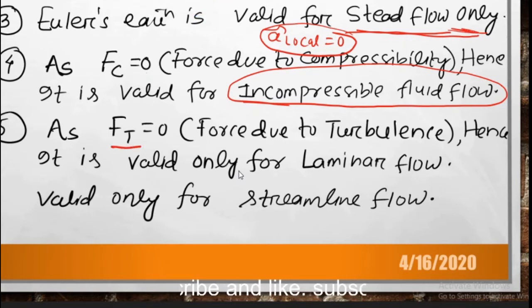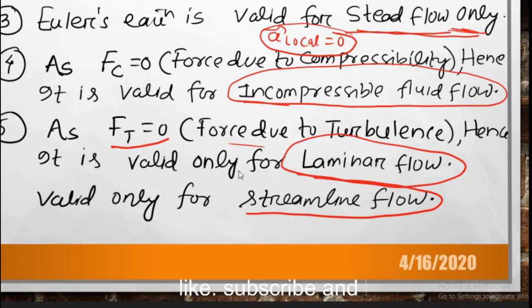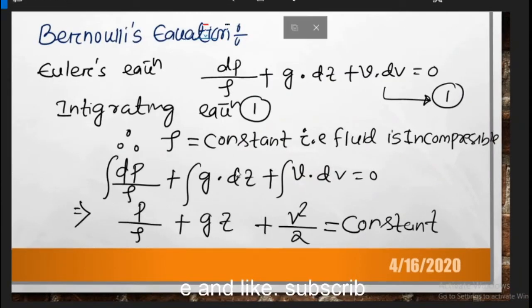Also we have neglected the force due to turbulence, so it is only valid for laminar flow. It is not valid for turbulent flow. Laminar flow is also called viscous flow or streamline flow. So Euler equation is applicable for steady incompressible flow, and also for laminar and streamline flow. It is applicable for ideal flow, meaning for real fluid the Euler equation is not applicable.